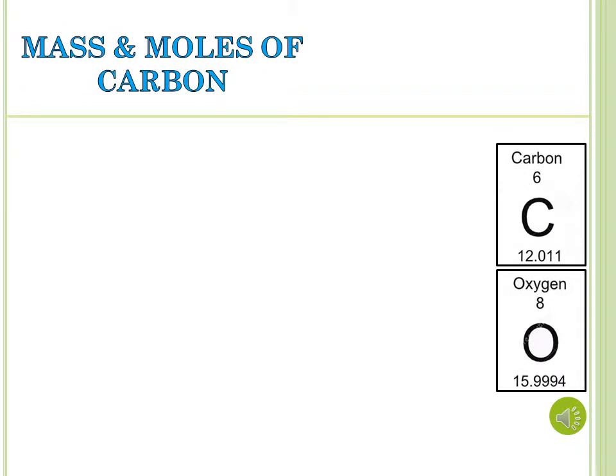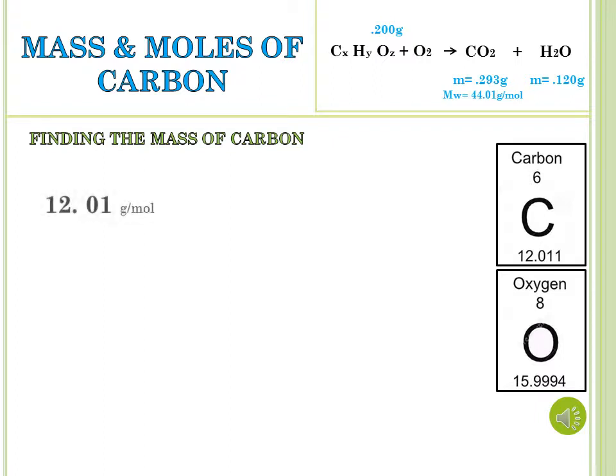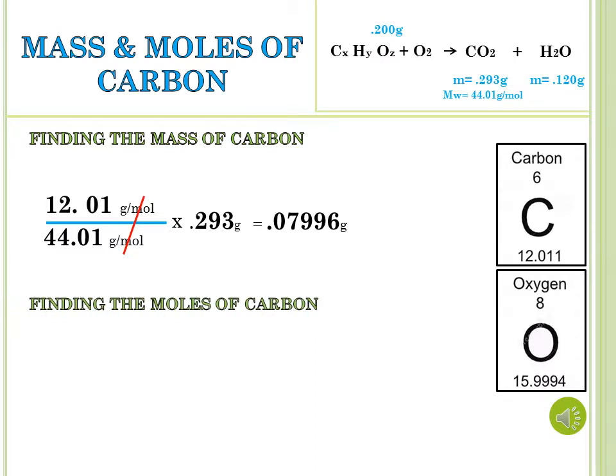To find the mass and moles of carbon, we must understand that all the carbon in the carbon dioxide equals the amount of carbon in the unknown compound because of conservation of mass. Therefore, we can find the mass of carbon by calculating how much carbon is in carbon dioxide. We can do so by dividing the atomic mass of carbon by the molecular weight of carbon dioxide, and then we multiply by the given mass, and that's how we get the mass. In order to find the moles of carbon, we simply divide the mass of carbon by the atomic mass of carbon, and that's how we get the moles.